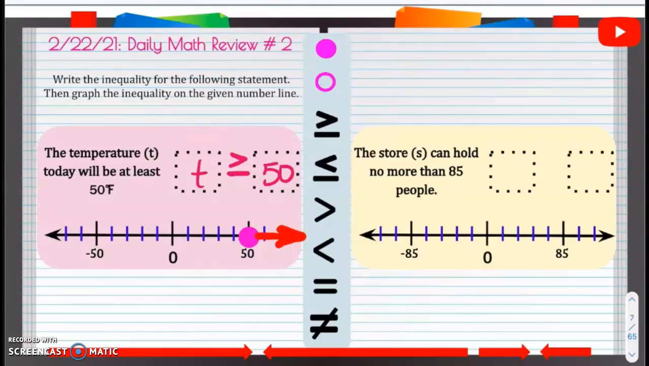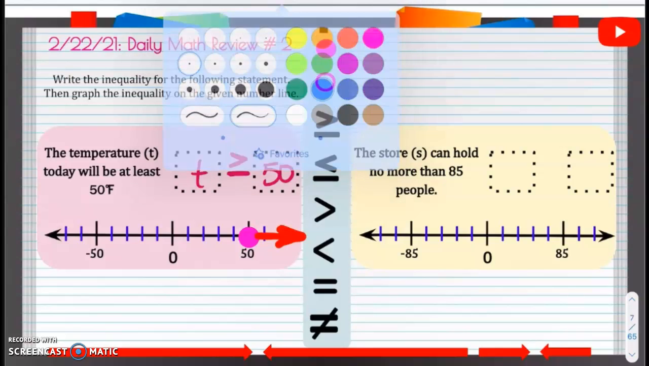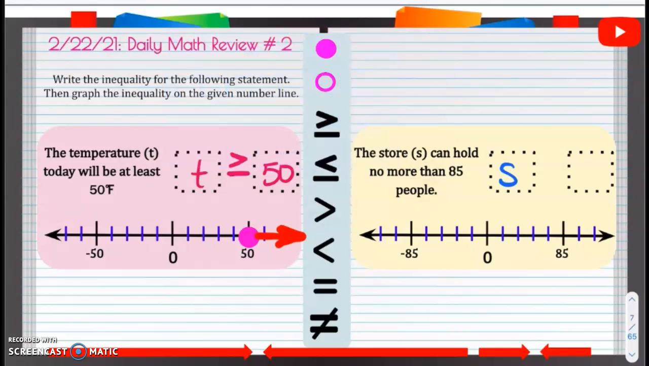All right, the store, S, can hold no more than 85 people. Alrighty, so we have our store. We have our store, S, can hold no more than 85 people. So no more than 85. It can hold 85, but no more, so it's got to be less than 85 people or 85 people.